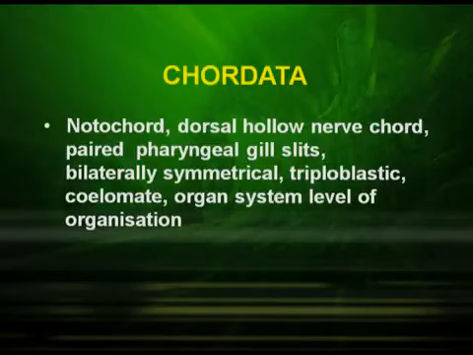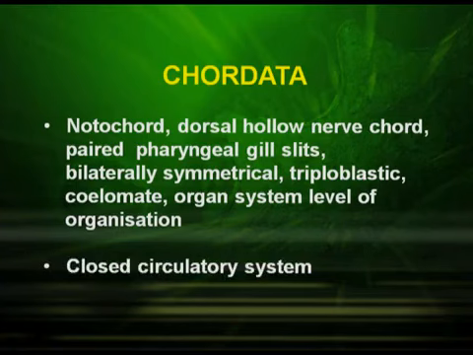Now, what are the characteristics of chordates which distinguish them from non-chordates? Chordates have notochord. It is a dorsal hollow nerve cord. They also have paired pharyngeal gill slits and their body is bilaterally symmetrical. They are triploblastic, coelomate and they have an organ system level of organization. Circulatory system is of closed type.